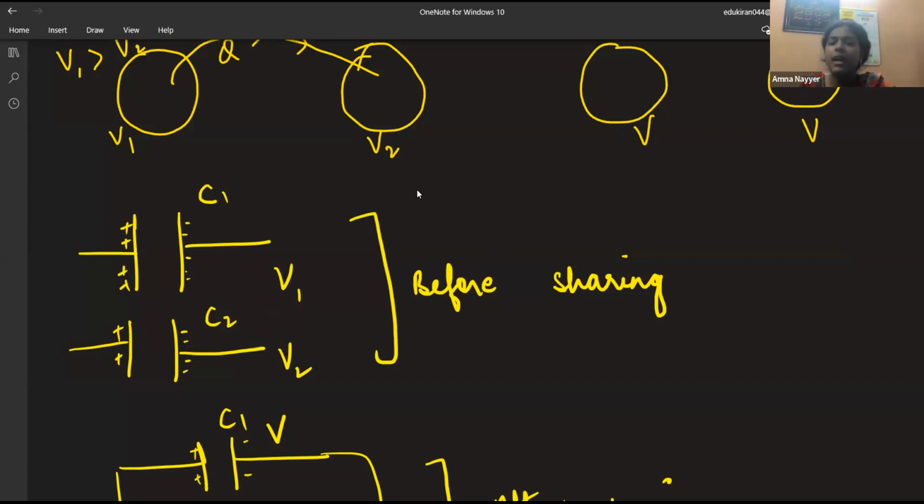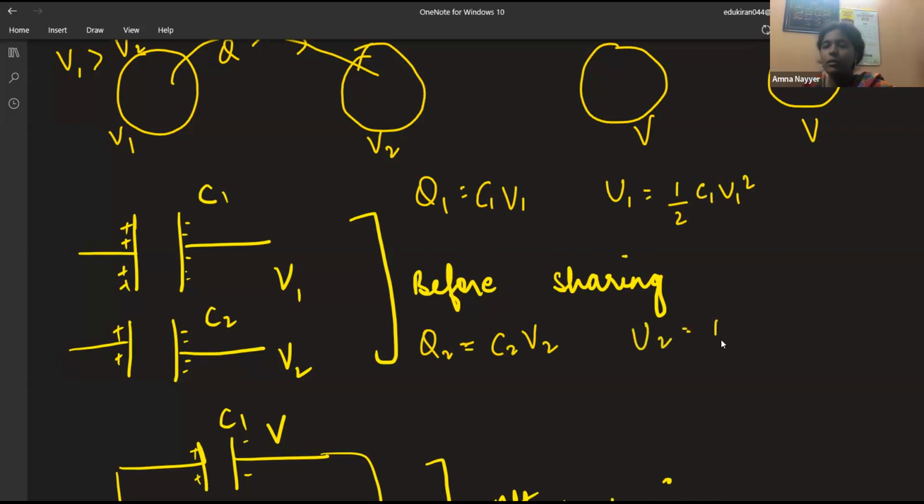If I ask you, what is the value of charge on the first one, if capacitance is C1 and potential is V1? It will be C1 into V1. Charge's formula is C into V. So Q1 will be equal to C1 into V1. Q2 will be C2 into V2. Now let's talk about the initial energy, using the half CV square formula. So U1 is half C1 V1 square and U2 will be half C2 V2 square. I hope all of you agree with this.